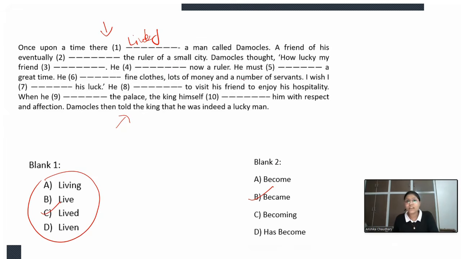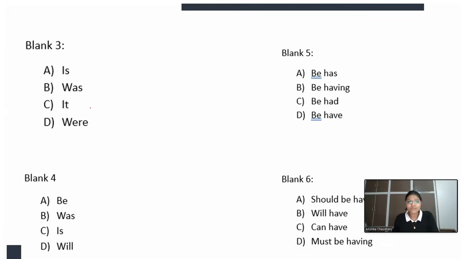Moving forward, Democles thought, "How lucky my friend." The options available are is, was, it, were. Now you might be thinking that it should be was, right? Because we are talking about past and we have to use parallelism. But no, guys, you are wrong here. Was is not the correct answer, is is correct. Now let me tell you why.